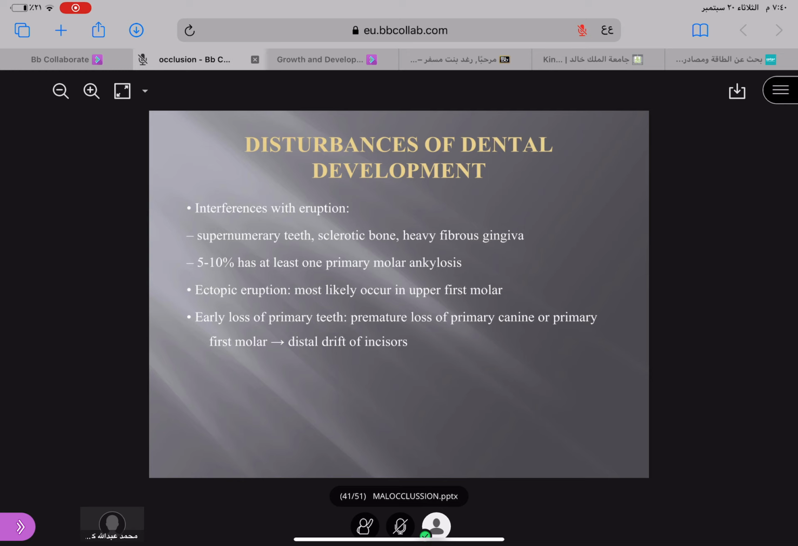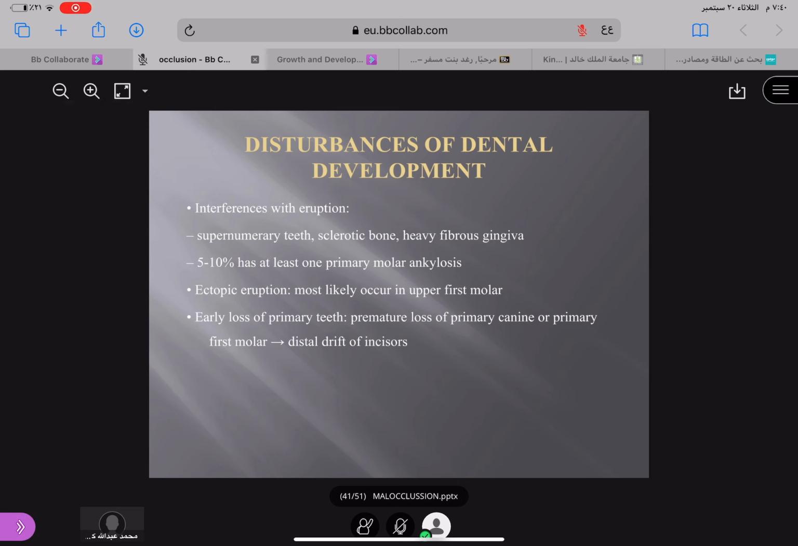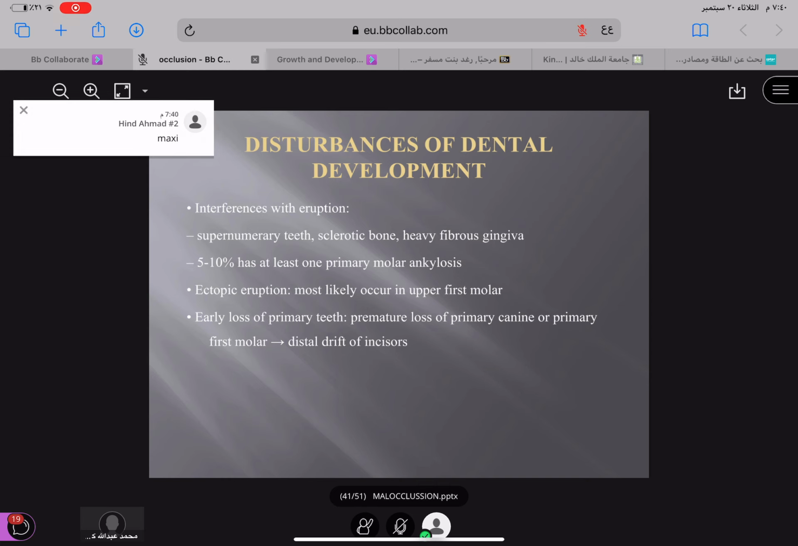What other teeth do you usually find missing behind the lateral incisors? Which teeth do you find missing usually? Canines, yes. What else? Premolars. Which one? Mandibular or maxillary? What else? Usually the mandibular premolars are more commonly missing than maxillary premolars.